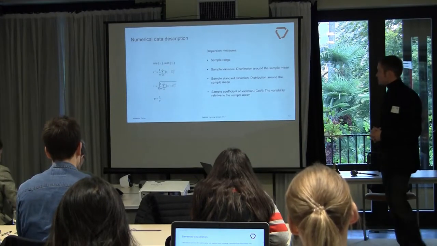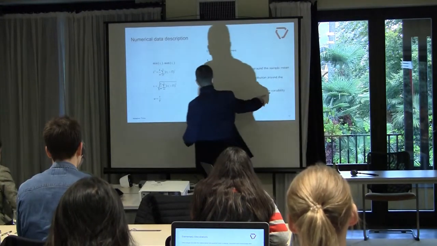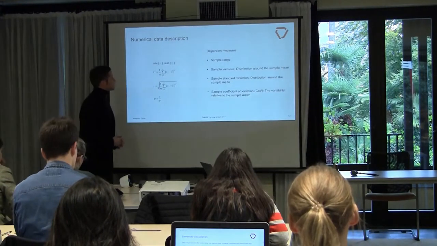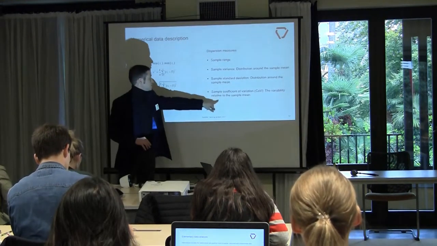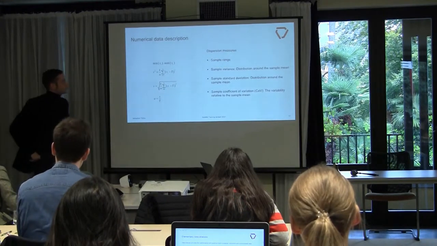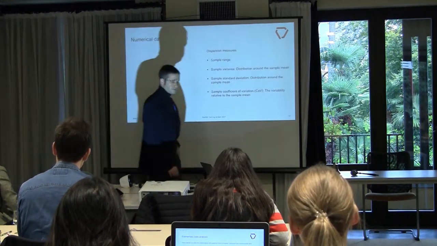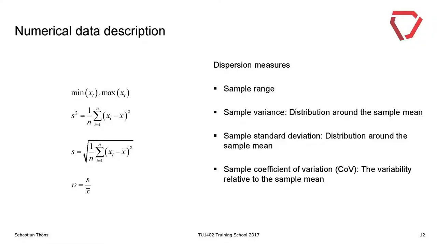And the coefficient of variation. This measure is basically relating a dispersion measure to a central measure, by the variability relative to the sample mean. So that's the coefficient of variation. There's a difference, and there's often a mistake, between the variance and the coefficient of variation.